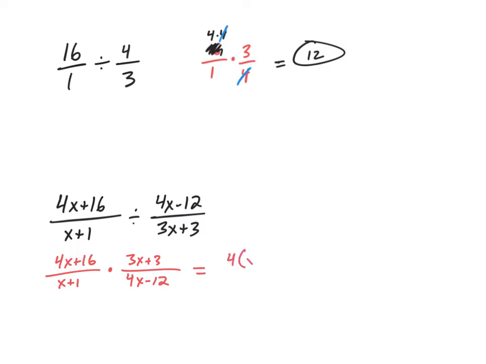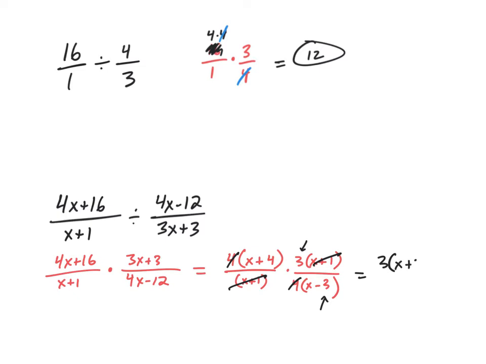I see a 4 that I can take out of x and out of 16. I see nothing I can take out of x plus 1. I see a 3 that I could take out of the x and out of the 3. And I see a 4 that I could take out of 4x and the 12. Cool, instead of actually dividing these, let's go ahead and factor and then cancel 4 over 4, x plus 1 over x plus 1. Watch, you cannot cancel these 3's. That 3 is part of something else. So what do we have on the top? We got a 3, and we've got an x plus 4. On the bottom, we've got an x minus 3, and we're done.